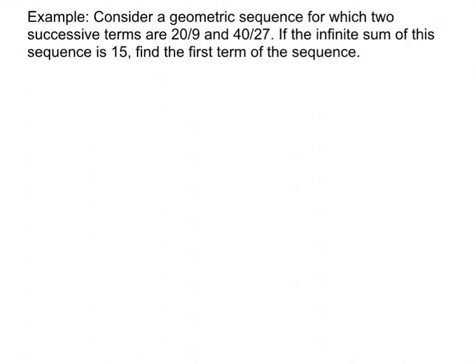Again, we see geometric, we see infinite sum. Immediately, that means you're using this formula. And they're really never going to trick you about that on the IB exam. If you see infinite geometric in the same problem, it's going to be this formula. So we need to know what the sum is, we need to know what the first term is, we need to know what the common ratio is.